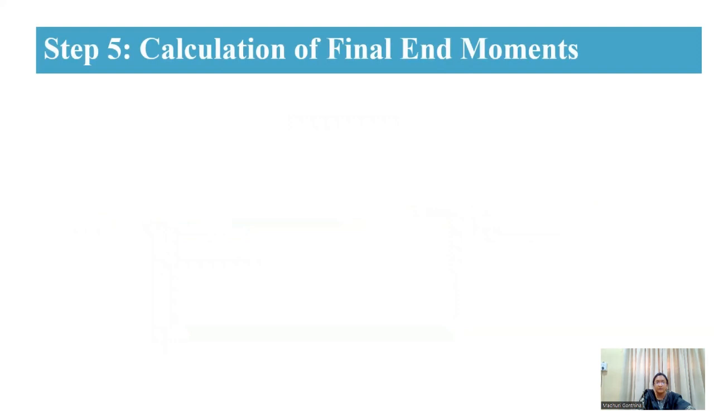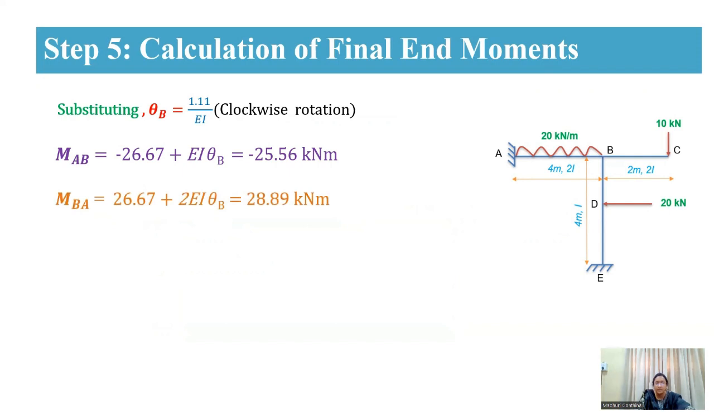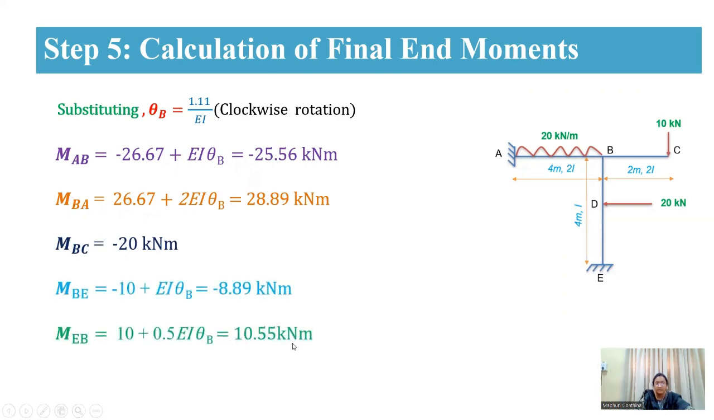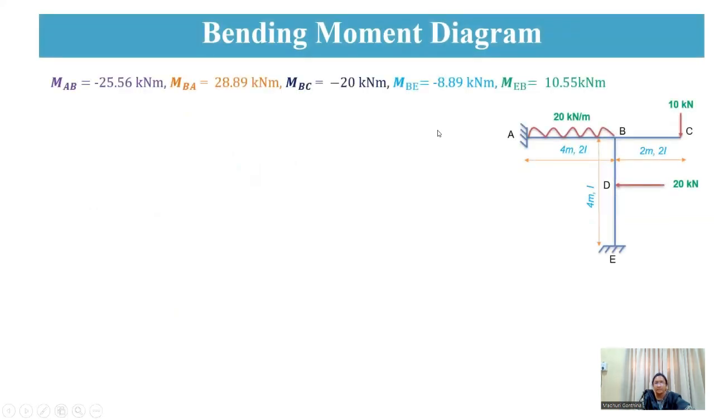Next, calculation of your final end moments. By substituting the theta B value in all these following equations, MAB you are getting as minus 25.56 kilonewton meter, MBA is 28.89 kilonewton meter, MBC is minus 20, MBE is minus 8.89, and MEB is 10.55 kilonewton meter. Now, when you add all these values at the joint, you are going to get a zero moment. So now, after calculating the final end moments, these are the final end moments. Now you are going to draw your bending moment diagram. So first we will draw the free body diagram.